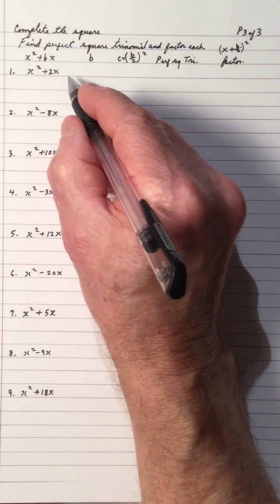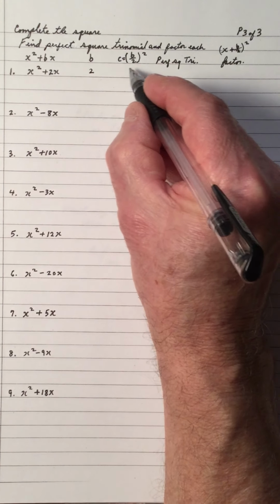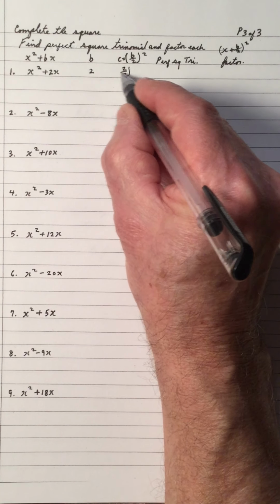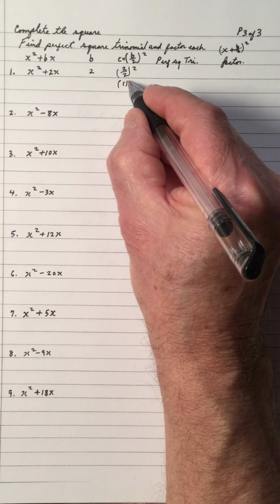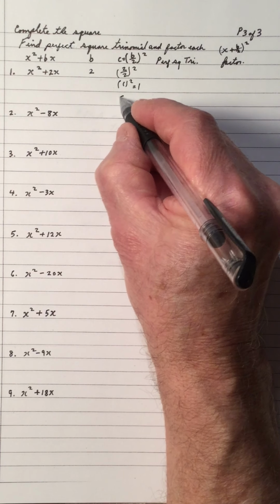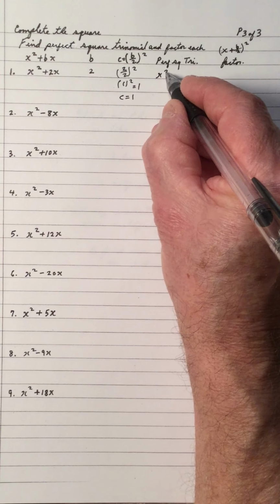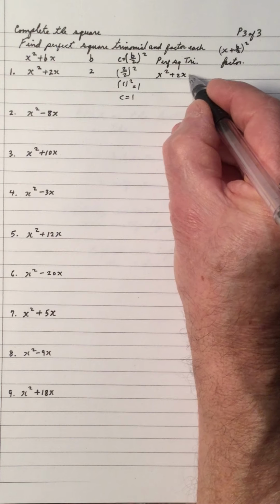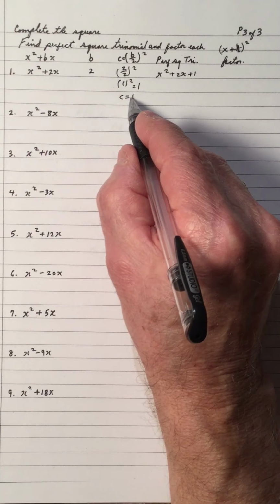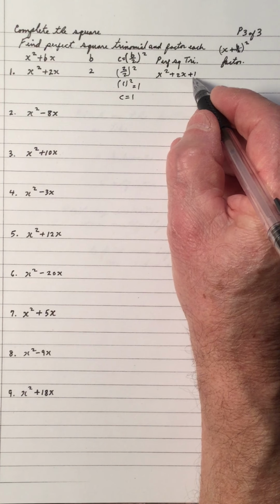See if you're right. B, x squared. B is 2. So C is B, which is 2, divided by 2 squared. So that's 1 squared, which is 1. So C is 1. So that means that we have x squared plus 2x plus 1. C is half of b squared. So that's your perfect square trinomial.